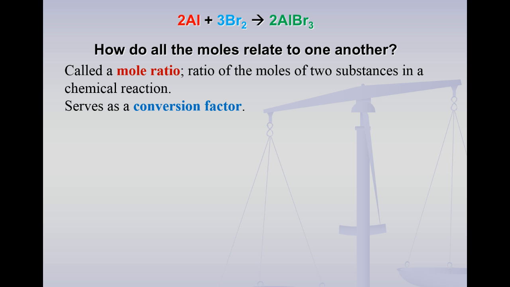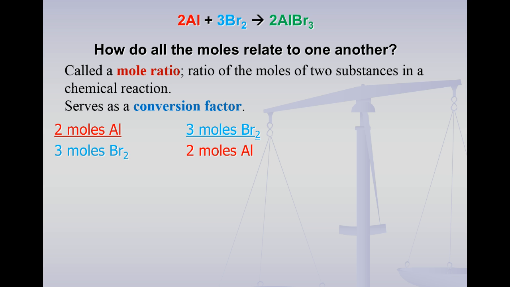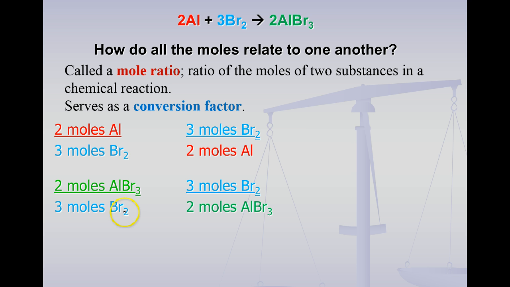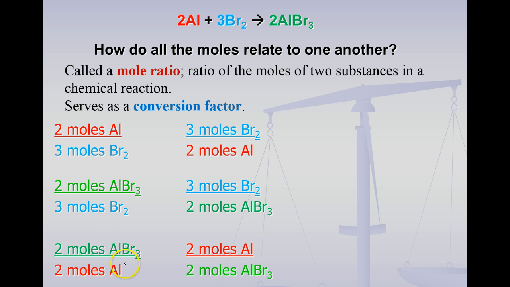So let's take a look at 2 substances and set up the coefficients, the number of moles, as a fraction. So we have 2 moles of aluminum over 3 moles of bromine. Okay, and its inverse. So these are 2 possible mole ratios we have from this chemical reaction. We can have 2 moles of aluminum bromide over 3 moles of bromine, and its inverse, too. And then lastly, we can have a relationship between 2 moles of aluminum bromide over 2 moles of aluminum, and its inverse. And here we have 6 possible mole ratios.